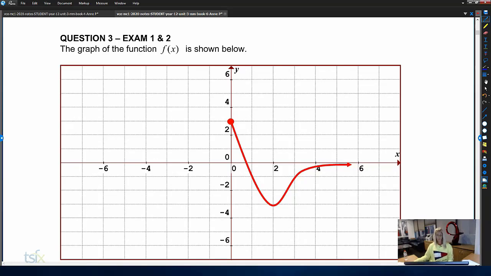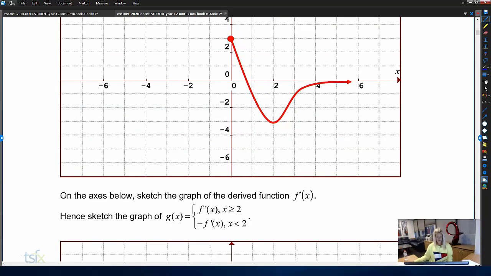We're going to do this as an exam 1 question. But this is a lot harder than you'll actually get on exam 1. Often this will be an exam 2 multiple choice, and we'll have lots of options, and we'll just pick the one that has the features we're looking for. So this is the parent function f of x, and the instruction is, on the axis below, sketch the graph of the derivative f dash x.